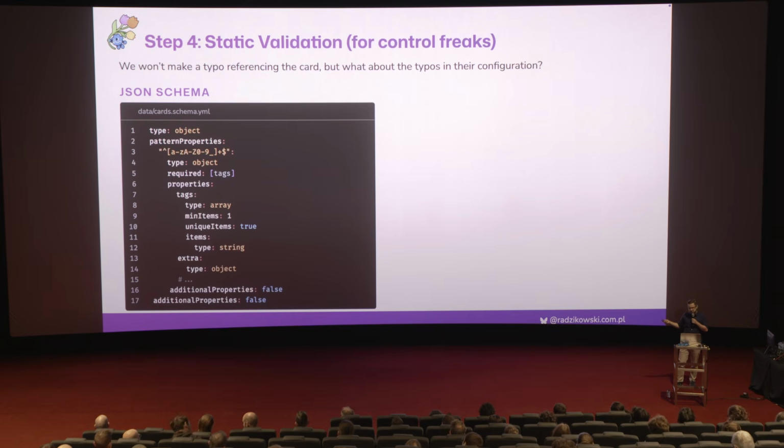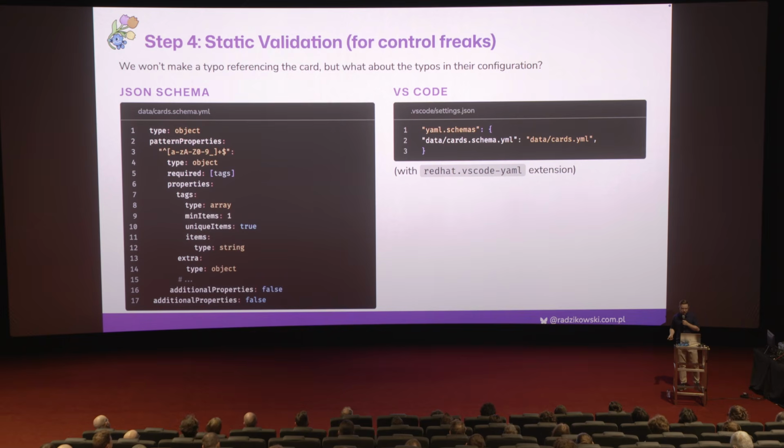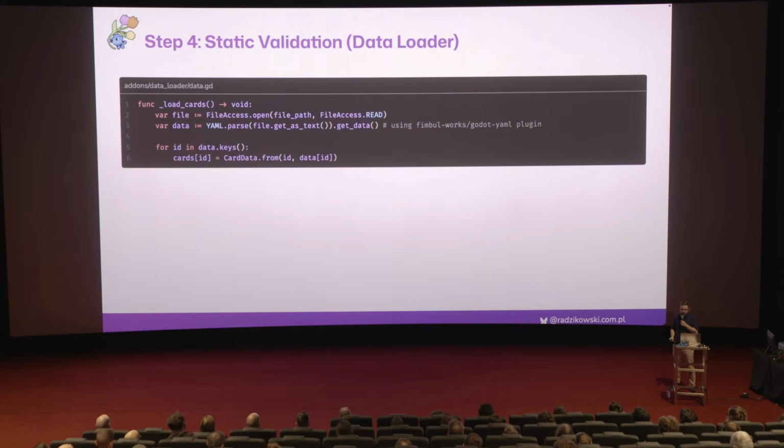How to use it? If you are using VS Code, then with the YAML extension, you can just in project settings match the schema to the cards, to the YAML, and then in your YAML, when you edit it, when you type something that is not valid, like you make a typo in the property name or something like that, it will mark it in red, so you will fix it immediately. But also, we can't rely on that if you are working with someone else or in bigger team, that everyone will use properly configured VS Code.